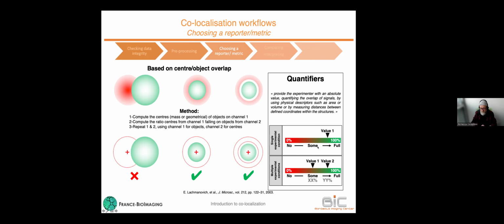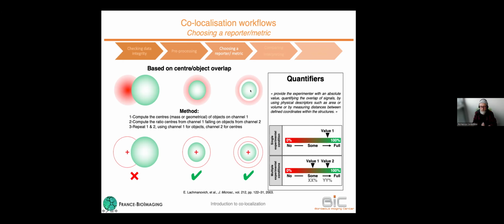The problem is that it might not always be a problem. If you've got a donut-shaped object, its center will be there, and you see that the center of the red object falls onto the green object, although you don't have any overlap between the two signals. So you see that depending on how you define colocalization, if you're not interested in this kind of event, you will have a false positive.